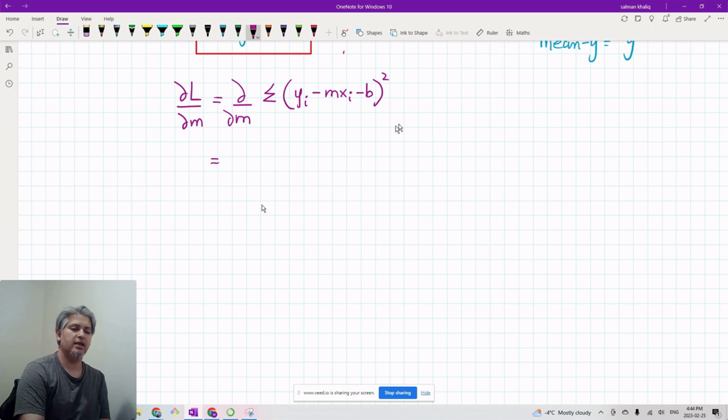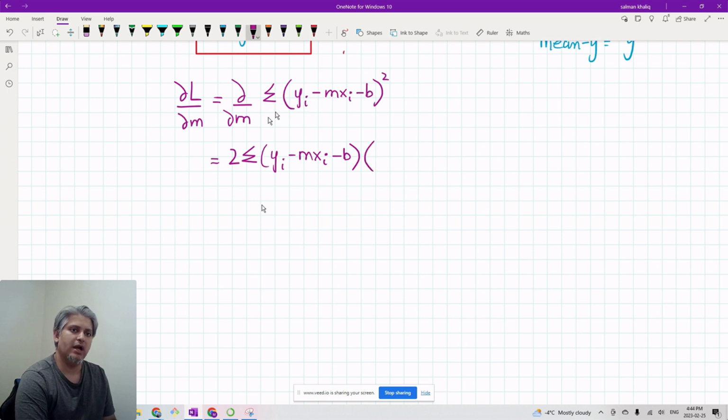Now let's apply the derivative. Here I'm going to do some quick steps because I hope that you understand how we did it in the previous one. First I'm going to bring down this 2. Then the summation sign stays as it is. Then I will write this bracket as it is: yi minus mxi minus b. And then I will subtract 1 from the power. 2 minus 1 is 1. Then I will take the derivative of this bracket. So derivative of yi: this yi doesn't have m. Now my m is the variable of concern, so this one doesn't have any m. So derivative of a constant would be 0.